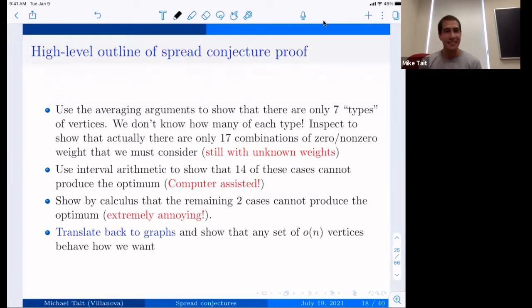So there's actually more that you have to do, and to finish the proof, we had to use something called interval arithmetic, and the proof is computer assisted at this point. I'll explain a little bit more about that. And then there's some messy things that you have to do, and you have to translate back to graphs. Okay, so this is the high level outline.